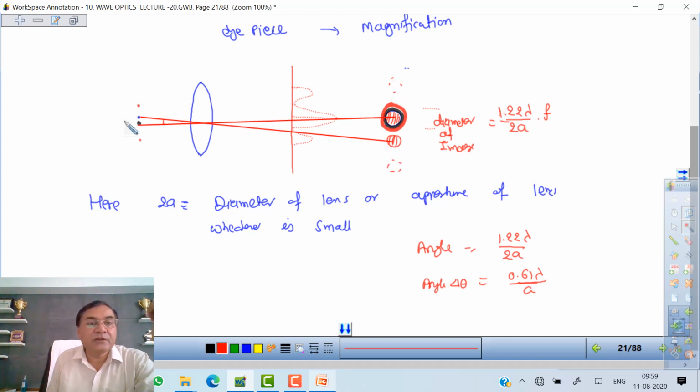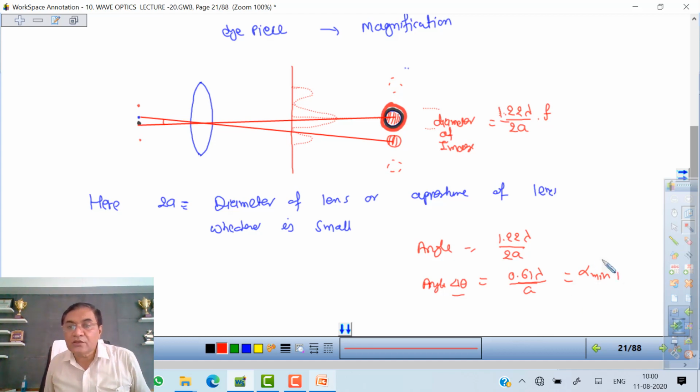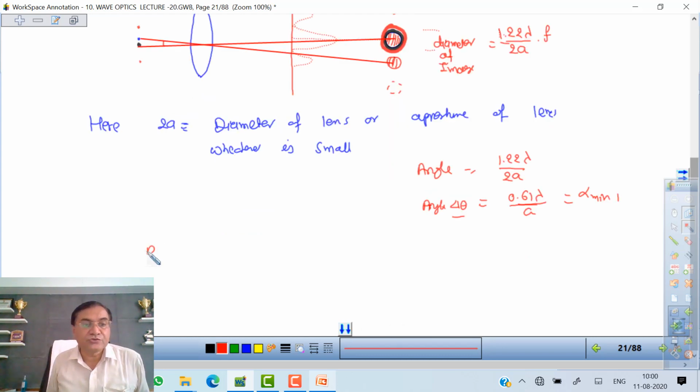But if these two stars are closer, and the angle is less than this one, then you will not find two separate images. So this is the minimum angle. It is also called alpha minimum, for which you can see two separate images. Smaller the value of this, larger the resolving power. So resolving power is inversely proportional to alpha minimum.